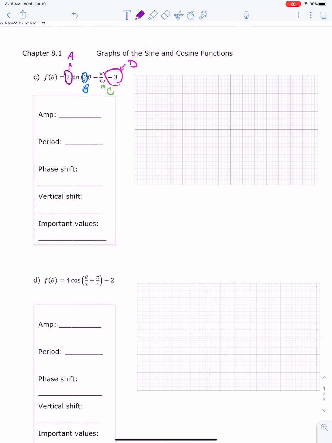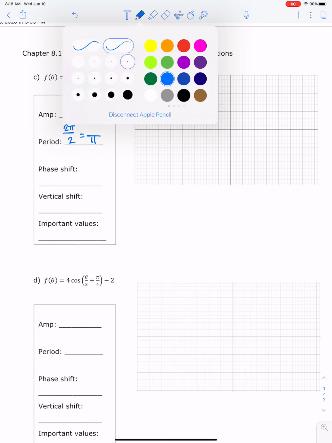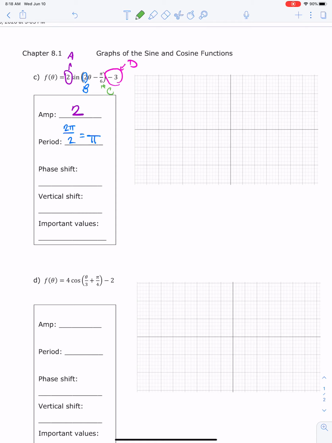So our amplitude, it's already a positive 2. Easy enough for us. Our period is 2 pi over B. So 2 pi over 2. Our period is pi. You'll notice this one actually does have a phase shift. So our phase shift, just to remind, is C over B. We didn't use that on page 5 at all.